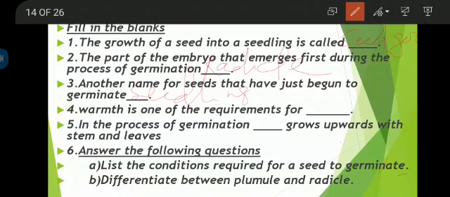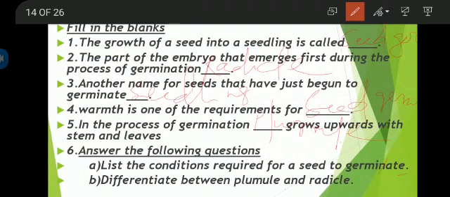Okay. Then warmth is one of the requirements. I have already discussed that air, water and warmth are the basic requirements for the germination of a seed. So warmth is one of the requirements for seed germination. Number 5: in the process of germination, dash grows upward with the stem and leaves. We have already discussed that the radicle grows downward and the plumule grows upward. So it is plumule with stem and leaves.